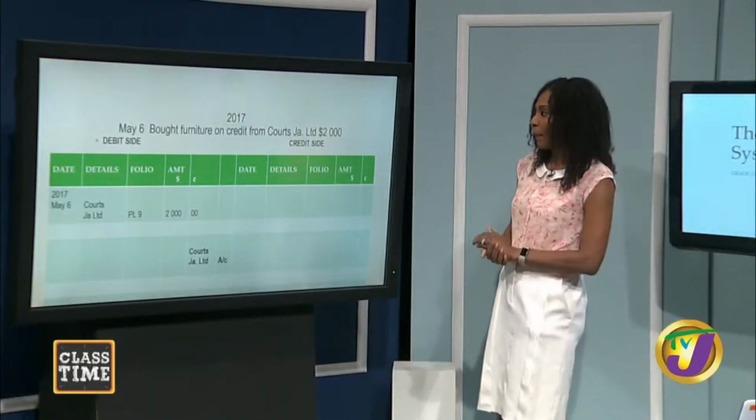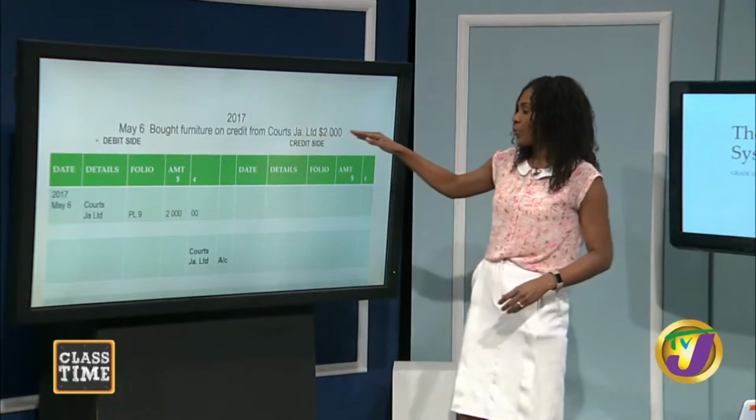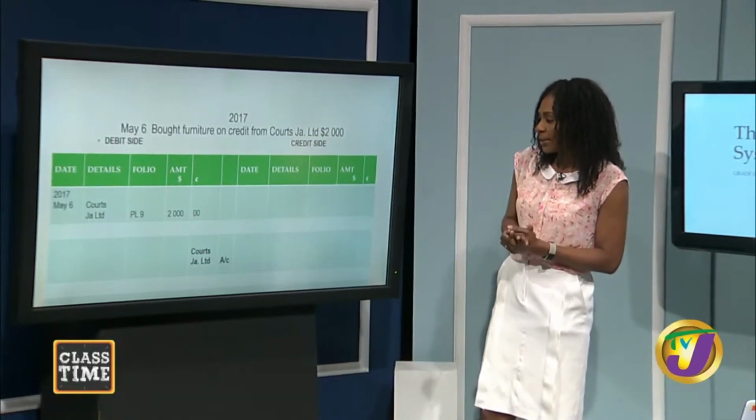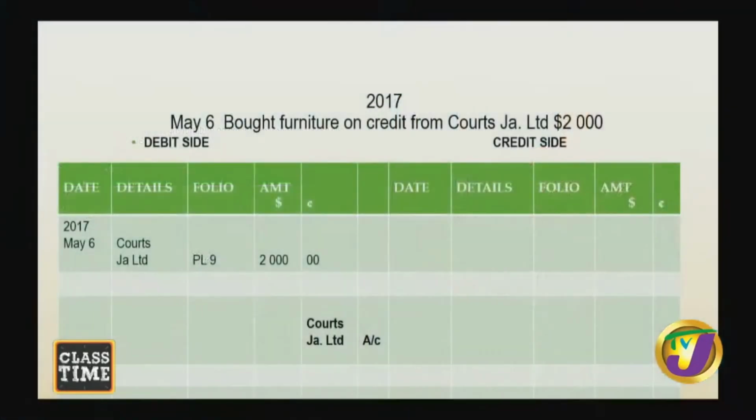We're going to go quickly. We've bought furniture on credit from Courts Jamaica Limited. Now, students, Courts would now be what we call a liability. Therefore, when we owe more money at Courts, it simply means that we have increased in liability. We will therefore need to credit Courts account because we have increased in liabilities. Let's see what we will do here.